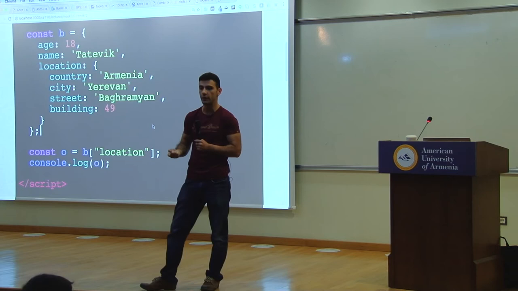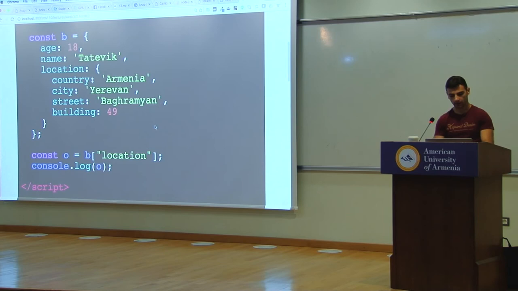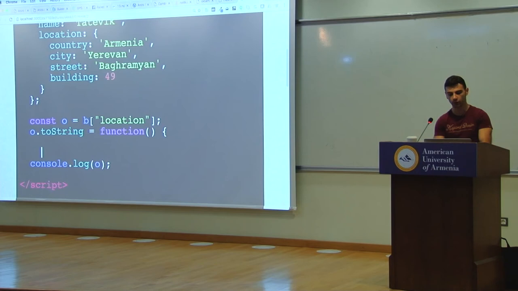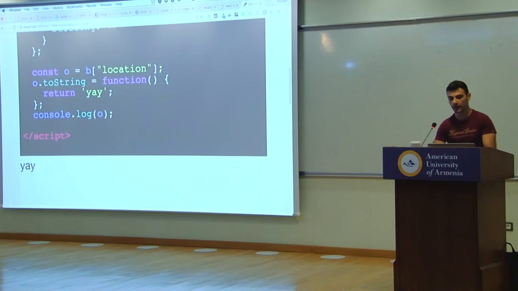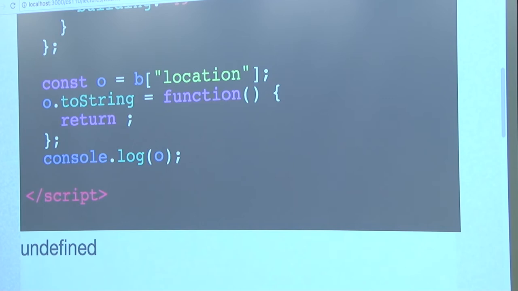But here's the cool part. You, as engineers, as programmers, can change the behavior of toString. Watch this. Here we printed O, we got object object, right? O has a toString on it, which I will change. I will write my own toString function. It will return, yay. And now when you print O, look what it prints. You get it? You can implement your own function that will stringify an object. You can say, yeah. You get the idea?